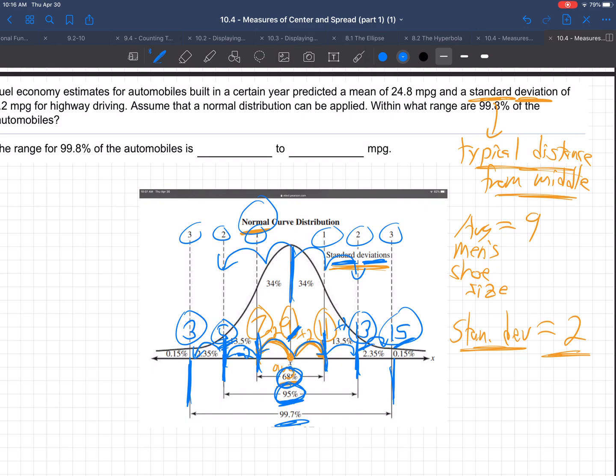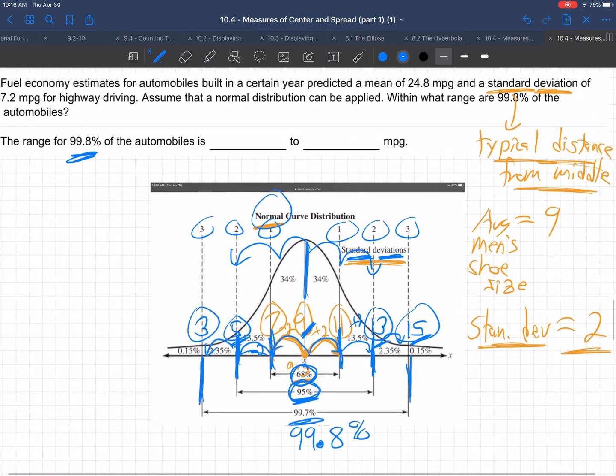Now notice it says 99.8 right there. I don't know why Math Excel changed that number. It's really 99.7, but we'll just go ahead and not sweat it. We'll just go with the number Math Excel's using, 99.8%. It's really 99.7, but close enough. Almost 100% of all the men's shoe sizes would be between 3 and 15, because there are 3 standard deviations, 3 typical amounts above or below the middle.